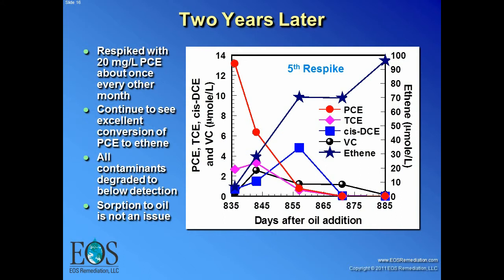The other thing I want to point out about this is we actually added about 100 micromolar of PCE to these bottles. The first point there, you see the PCE concentration is like 13 micromolar. We added 100 micromolar PCE, but there's only 13 there. Well, essentially, that first point is actually, I think, the day after we added it. What happened is the PCE absorbed to the soybean oil. It's not in the aqueous phase, so we can't measure it.